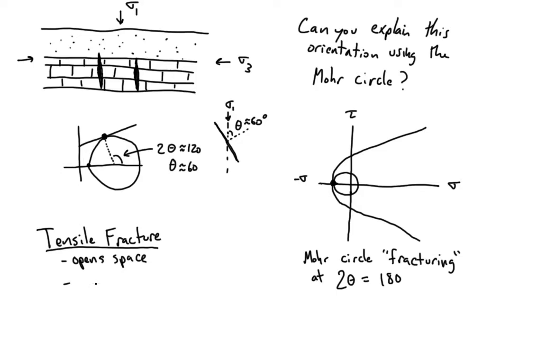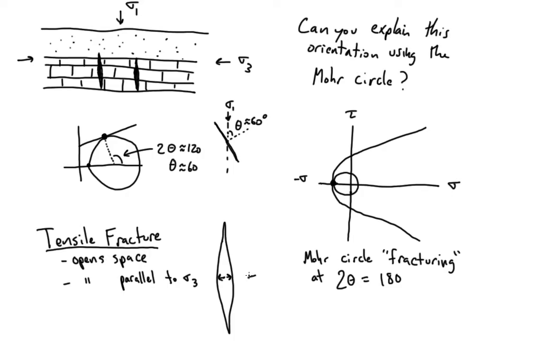Another way to look at it is basically the space is going to open parallel to sigma 3. And I always find it's a little confusing when you say opening. So if we zoom in on one of these things, kind of exaggerate it like that, it opens up like that. We could think of it like that.